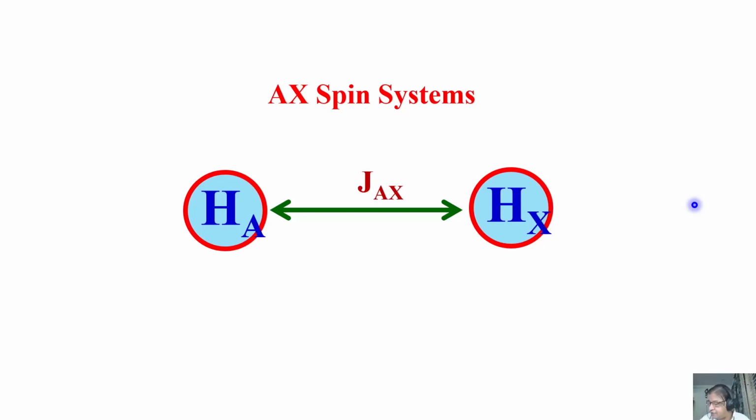Now consider the next possibility of spin systems when two nuclear spins are coupled. What are the possibilities? First, we'll consider AX spin systems. That is, A is here, X is far off in the alphabet. That means when it is far away, it is a weakly coupled spin system. This is A and this is X. And the coupling between them is JAX. The spin coupling between A and X is JAX.